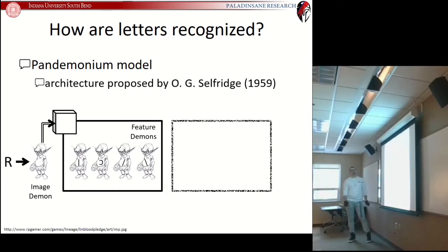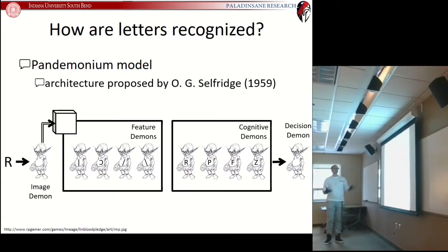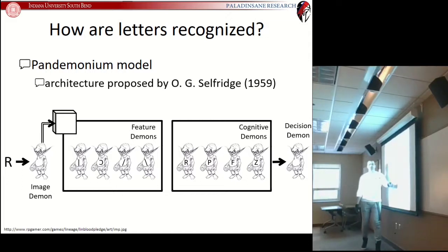And the people that they tell are the cognitive demons, and those are in the next room over. So the cognitive demons cannot see what's on this image over here, but they are the ones that these feature demons communicate with, and they have different letters on their bellies. They are the ones who eventually tell the decision demon which one of them has been complained to the most. And the last thing that we need to complete this model is the connections between the feature demons and the cognitive demons. Because not every feature demon talks to every single cognitive demon.